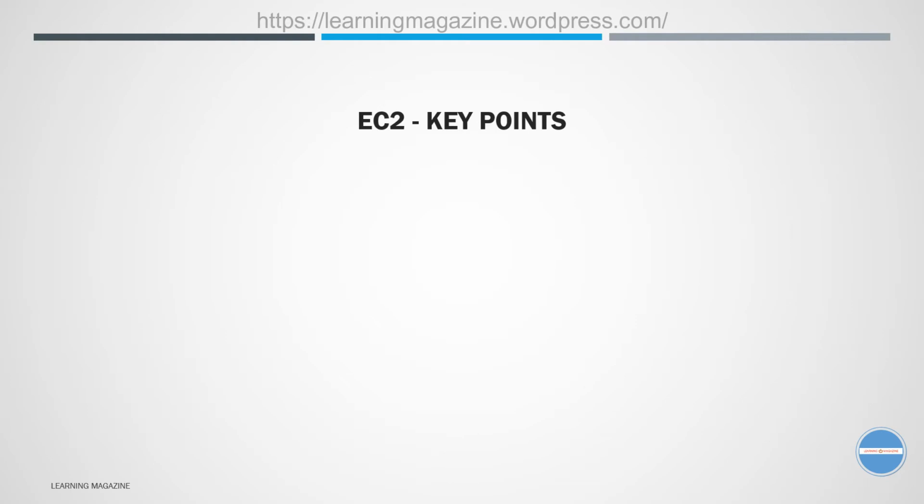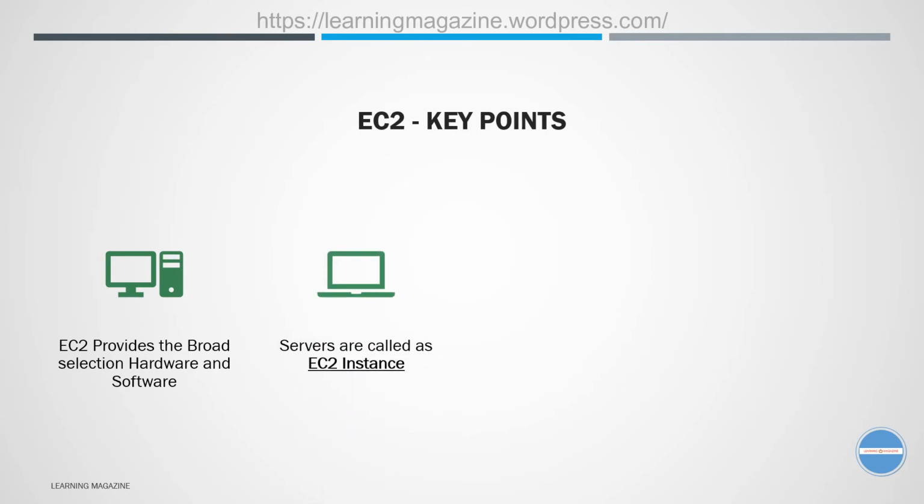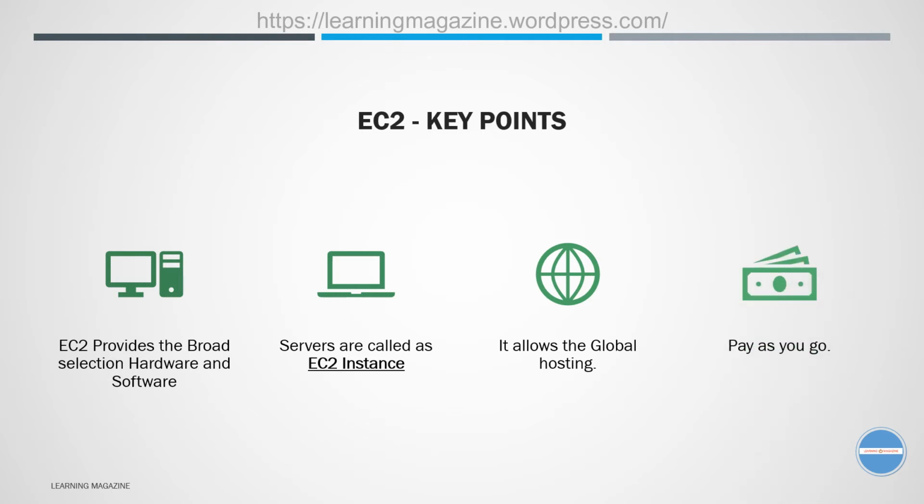Let's understand key pointer for EC2. EC2 provides the broad selection of hardware and software. That means AWS has variety of servers and software available which we can select for our project. This is important to remember that servers are called as EC2 instance. EC2 allows the global hosting. Thus, you can access your server from anywhere. Pay only for instance which are running or resources which are consuming. That means if you are not using instance, then stop them and you will not be billed for that.